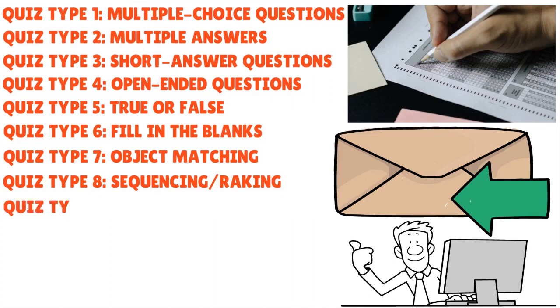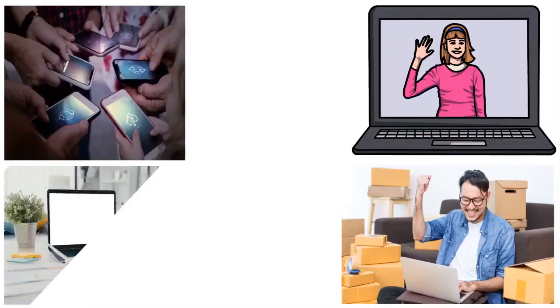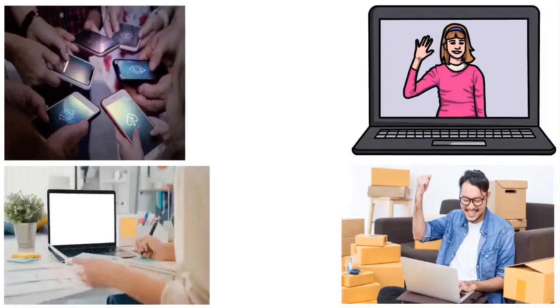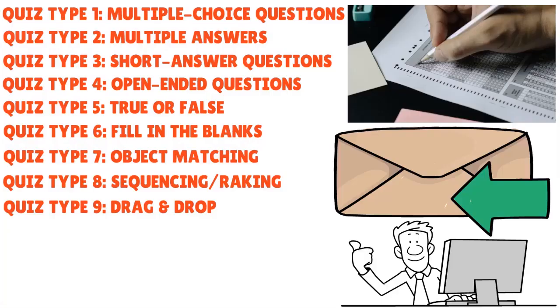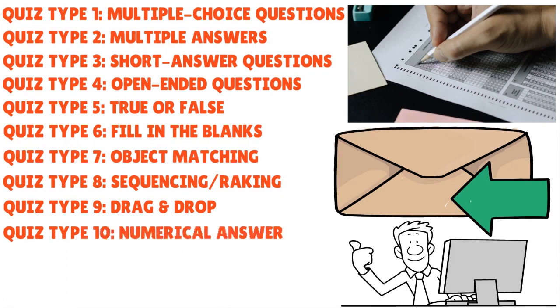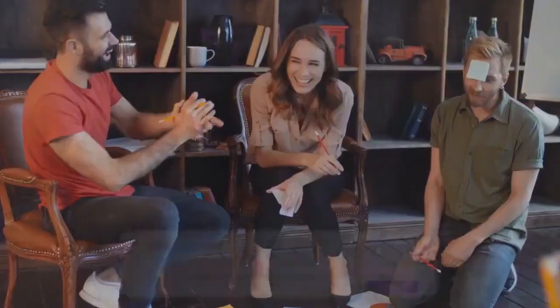Quiz type number 9, you actually have drag and drop. Okay, so these are highly interactive quizzes where the respondent needs to place different drag and drop objects based on the teacher's criteria. For example, a quiz could ask the students to organize items based on characteristics like color, size, weight, or material type. Quiz type number 10, you have numerical answer. And number 11, you have file upload attachment.